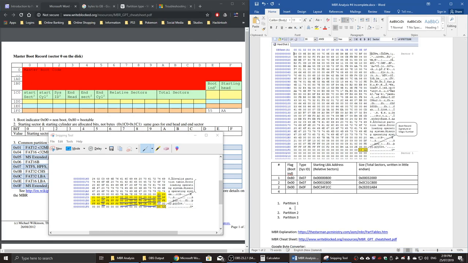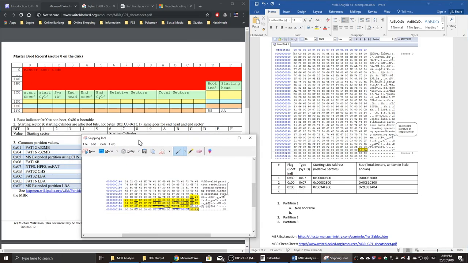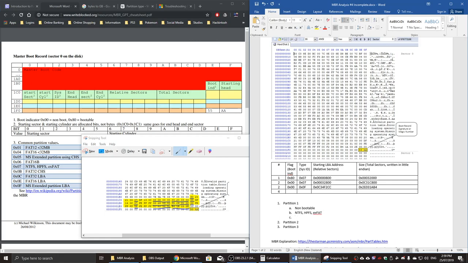So partition 1, I'm going to write this in extended format now. So we know that 0x80 over here is non-bootable. Then the type is 07. We have that just here. 07 is NTFS, HPFS, exFAT. And the decimal value, oh, I didn't do this one step.